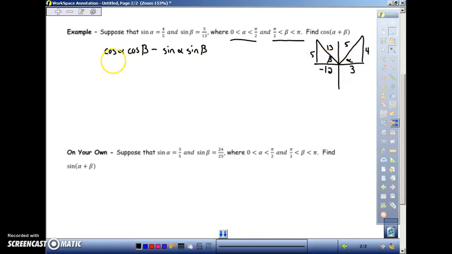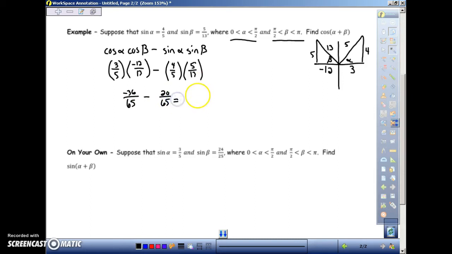Cosine of alpha is going to be 3 over 5. Cosine of beta is going to be negative 12 over 13. Minus the sine of alpha is 4 over 5. That's actually given to us above. And the sine of beta above is 5 over 13. And then when you just combine these fractions, you get negative 36 over 65 minus 20 over 65, which equals negative 56 over 65. And that's what our value would be.